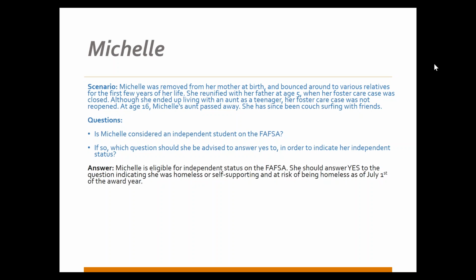So is Michelle considered an independent student on the FAFSA? And if so, which question should she be advised to answer yes to in order to indicate her independent status? So you see the answer there. Yes, Michelle is eligible for independent status on the FAFSA. She should answer yes to the question indicating she was homeless or self-supporting and at risk of being homeless as of July 1st of the award year.